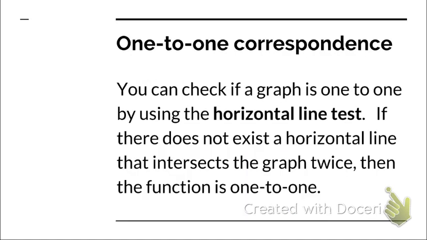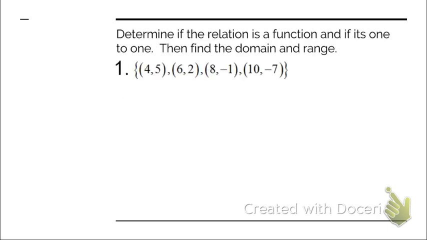So, there you go. Explained again here. Horizontal line test, if it passes it, it's one-to-one. If it doesn't, because it hits the graph at more than 1 point, it's not one-to-one. Alright, determine if the relation is a function, and if it's one-to-one, then find the domain and range.